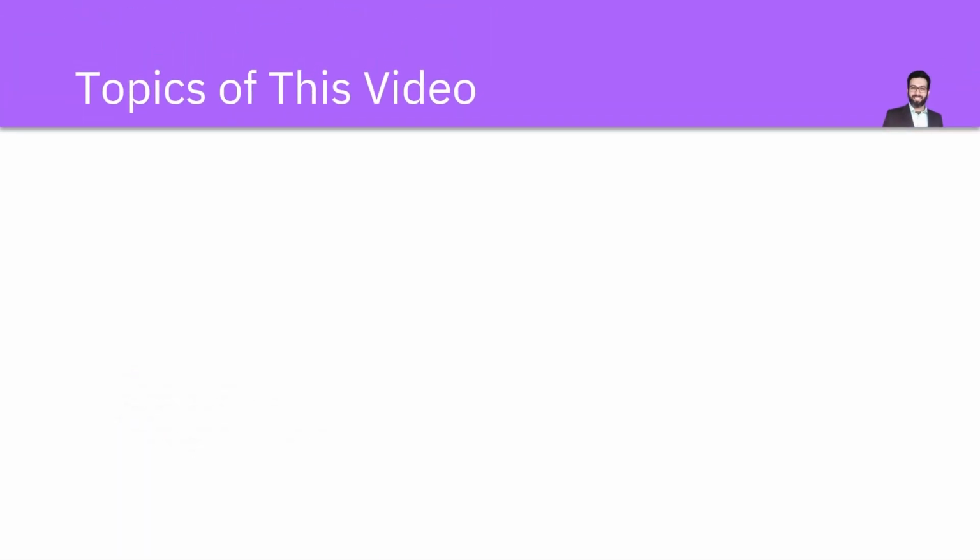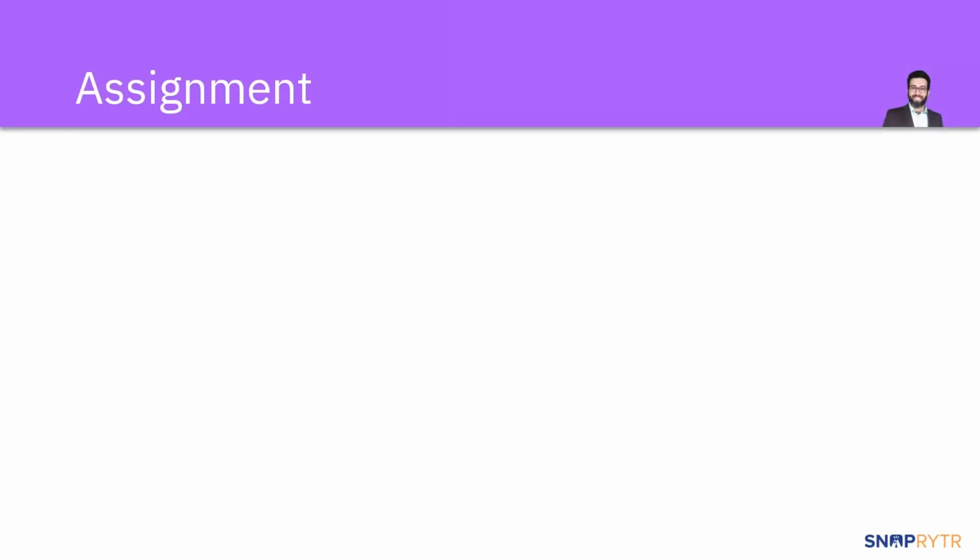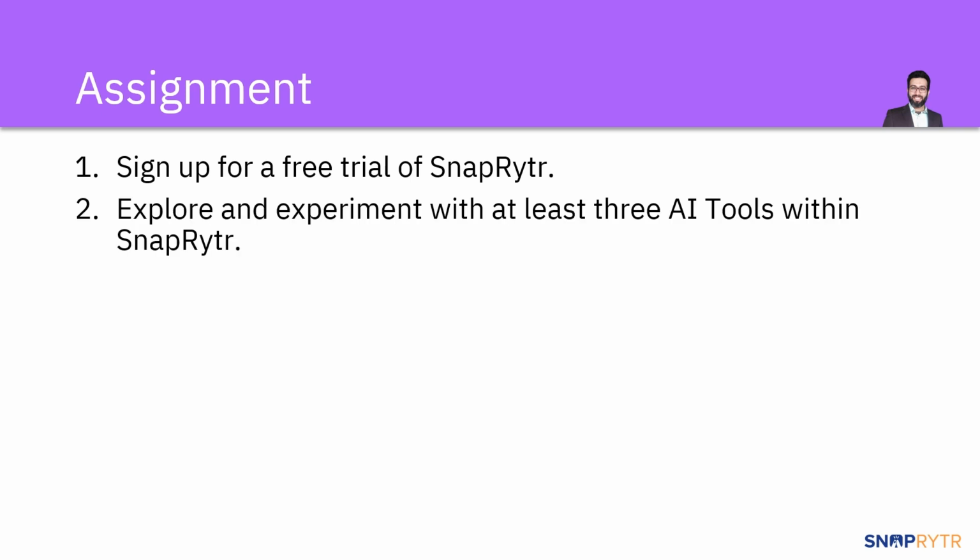Your assignment is a gateway to exploring the potential of SnapRytr.com. Step 1. Sign up for a free trial. Begin your journey by signing up for a free trial on SnapRytr.com. Step 2. Explore 3 AI tools. Dive in and experiment with at least 3 AI tools within SnapRytr. Uncover their capabilities and functionalities.